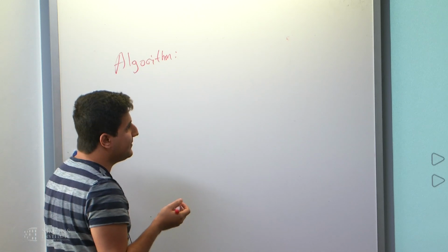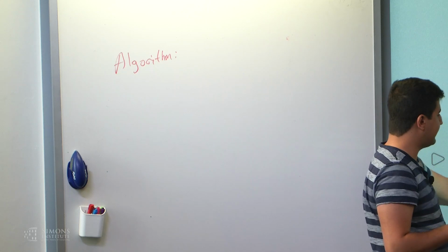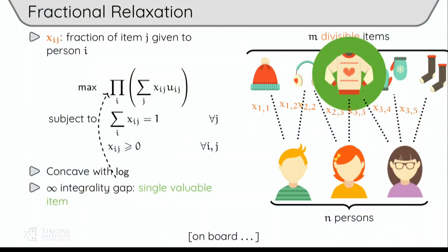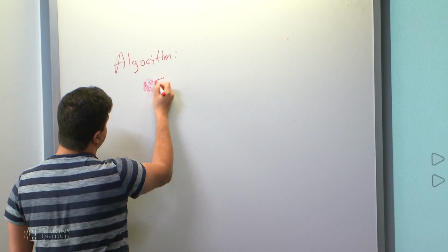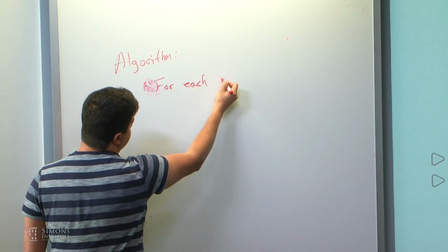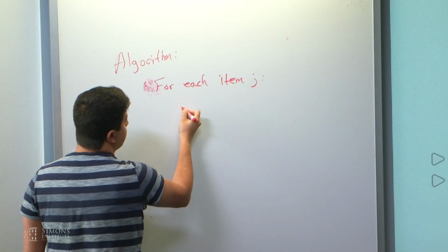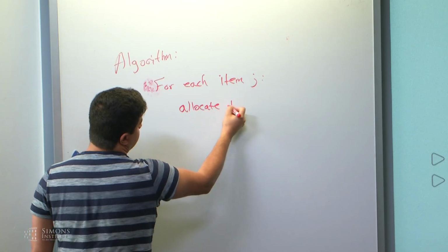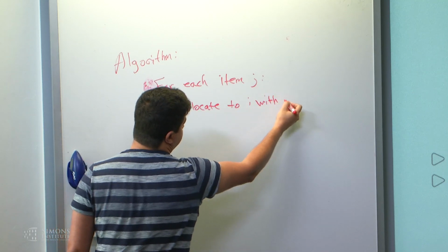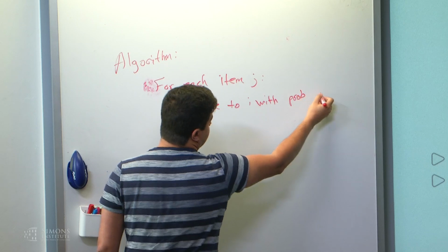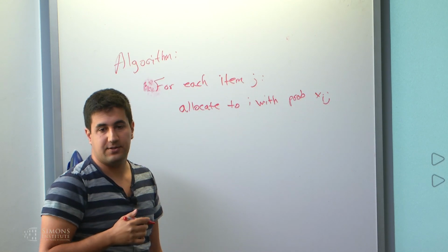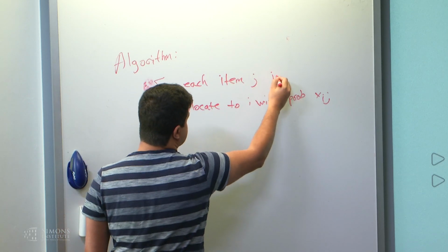Okay? So the algorithm, so assume that you've solved this. Forget about the fact that this is a bad relaxation. Let's say that somebody has given you a bunch of fractional values xij's. One thing that's very natural to try is to round this fractional solution to an actual solution according to the xij's. That means basically for each item j, you allocate it to the person i with probability xij. So for each item j, basically independently do this.